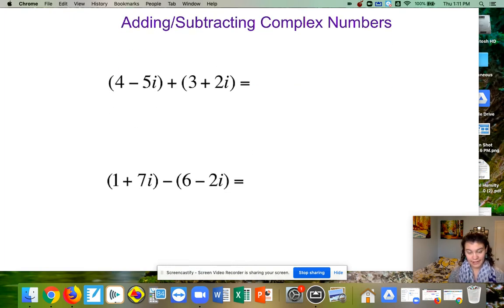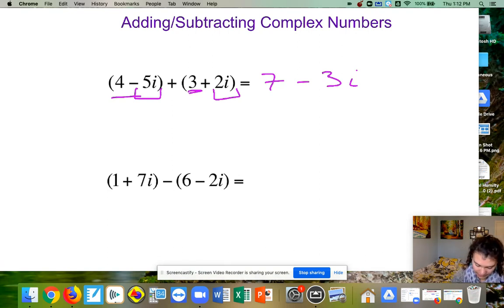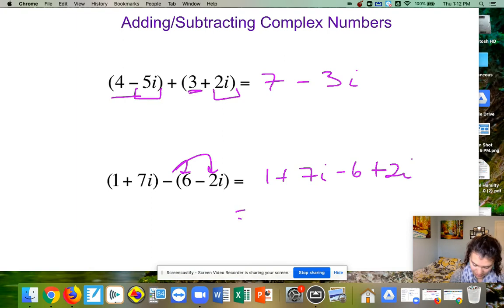Okay, adding and subtracting complex numbers. You're going to treat the i kind of like an x or a variable. So here you add the real parts to get 7, and then you add the imaginary parts to get -3i. So kind of treat it like an x. And then here, you've got to be careful. You've got to distribute in that negative. So you have 1 plus 7i minus 6 plus 2i. Now you can combine to get -5 plus 9i.